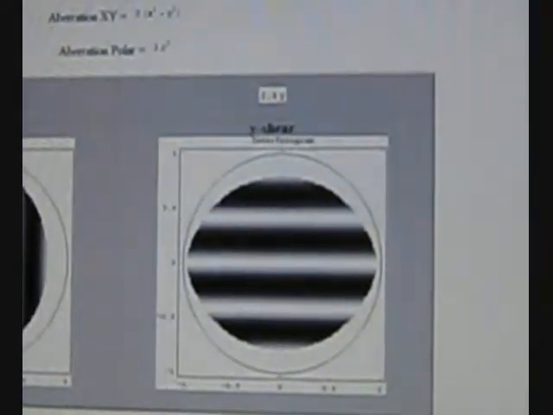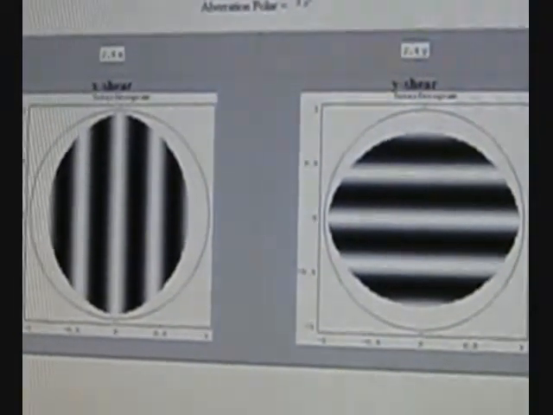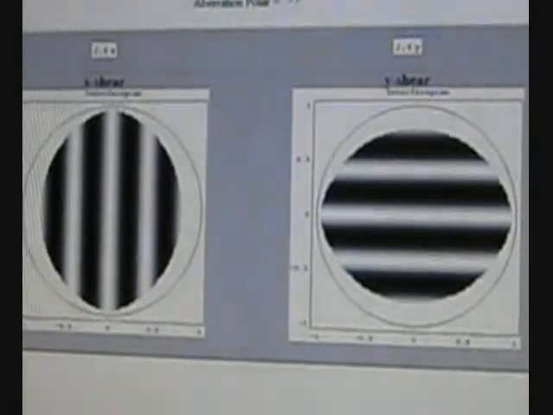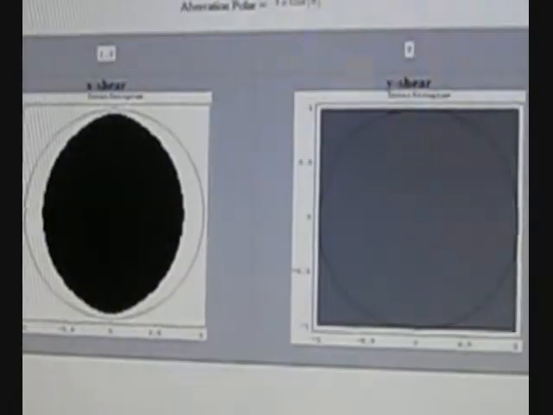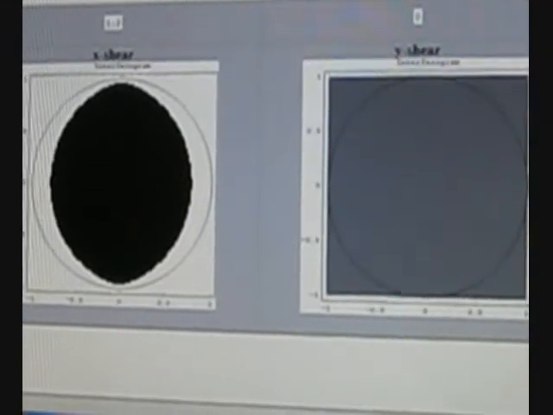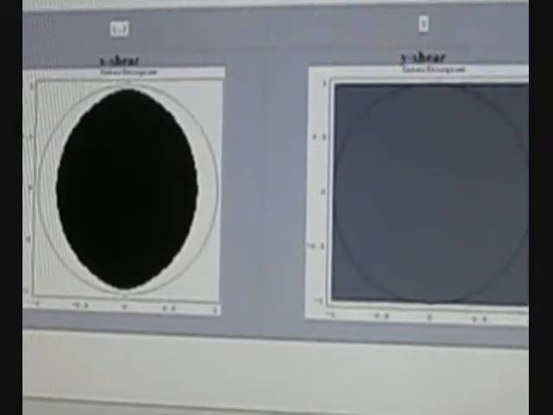And when we do this for the lateral shearing interferometer, I'm going to zero out the focus, add 3 waves of tilt, and evaluate. We see nothing because the lateral shearing interferometer is insensitive to tilt.